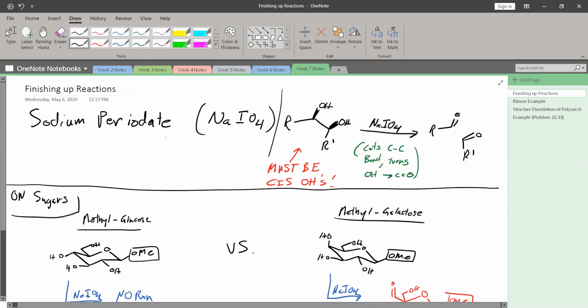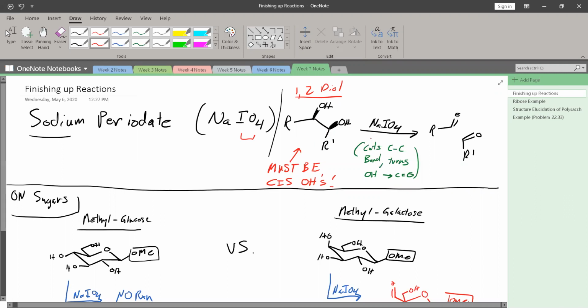Periodate. So in this case, it'll be just sodium, Na, and then periodate, which is going to be this part right here. Now, this will only react with something called a 1,2 diol. And what I mean by that is, let's say I have two OHs right next to each other on some kind of molecule. Now, note, these OHs must be cis to each other in terms of stereochemistry. So they have to be both wedged or both dashed.